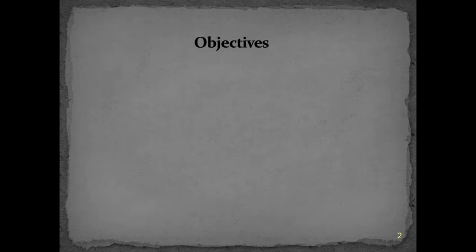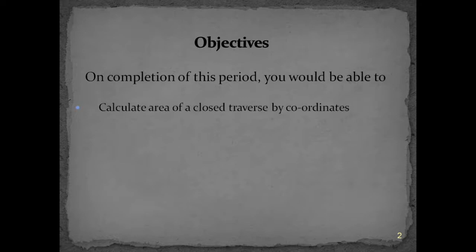Today, after watching this video lesson, you are going to learn about the calculation of area of a closed traverse by coordinate method 2. In the previous class we saw method 1, and today we are going to see another method, which is a very easy and very popular method. And next, what are the types of errors in theodolite surveying. These are the two things we are going to learn today.